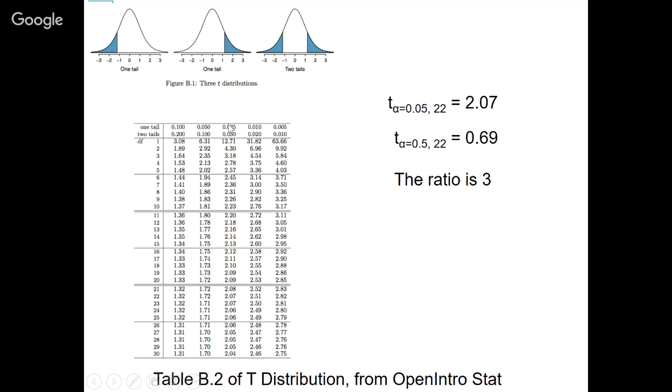So this column here, one-tail probability of 0.025 and two-tail probability of 0.05, gives you a critical value of 2.26. Whereas for the normal distribution, it would have been 1.96. The confidence interval from this t-distribution is that much larger.